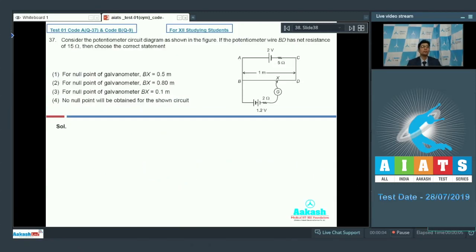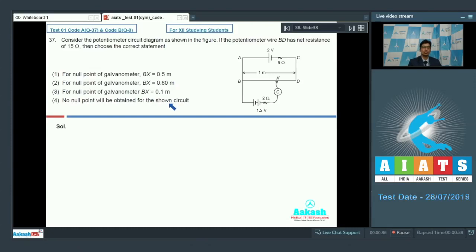Dear students, question number 37 says that consider a potentiometer circuit diagram as shown in the figure. If the potentiometer wire BD has a net resistance of 15 ohms, then choose the correct statement. Option 1: for the null point of galvanometer, Bx is equal to 0.5 meters. Option 2: for null point of galvanometer, Bx is equal to 0.80 meters. Option 3: for null point of galvanometer, Bx is equal to 0.1 meter. Or option number 4, no null point will be obtained for the shown circuit.